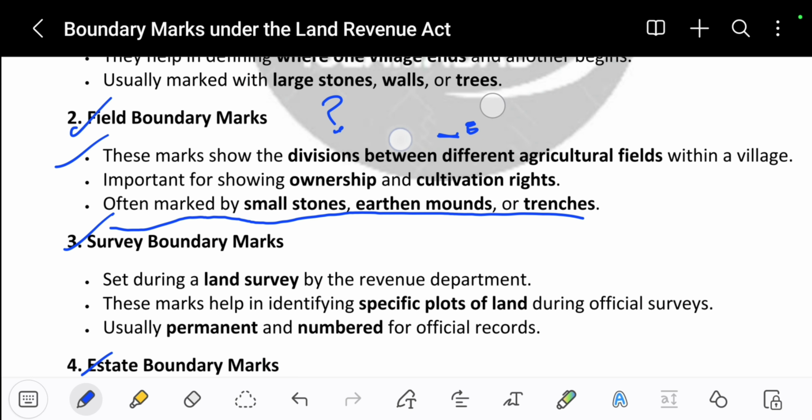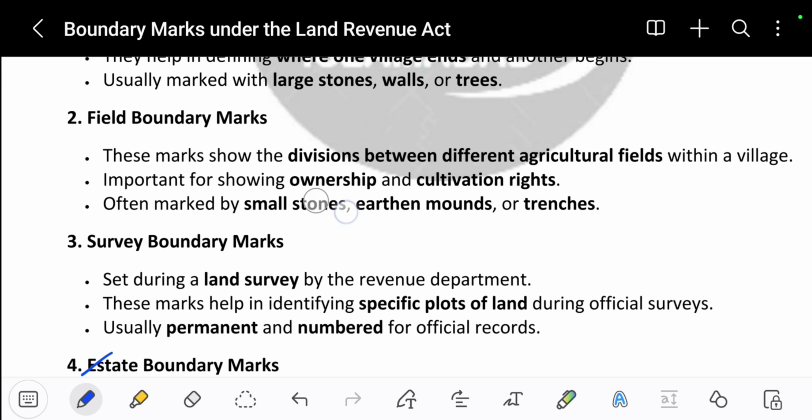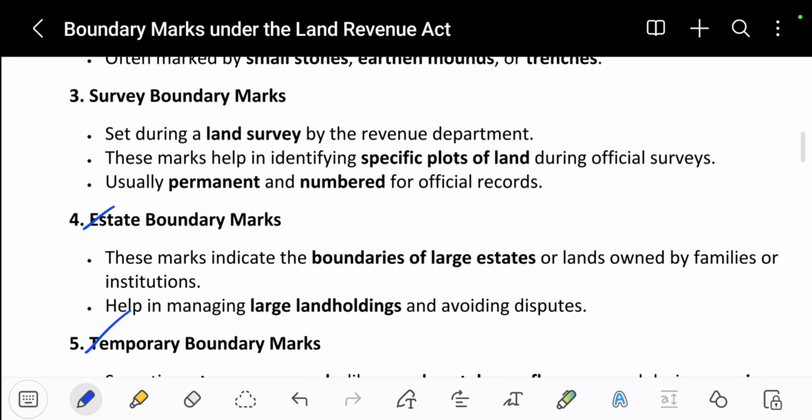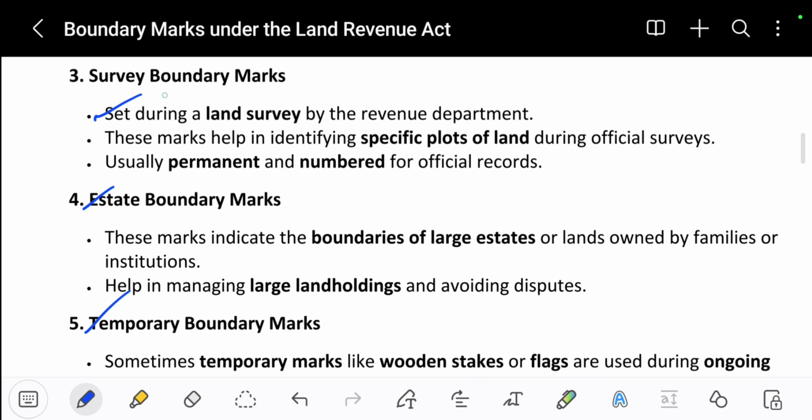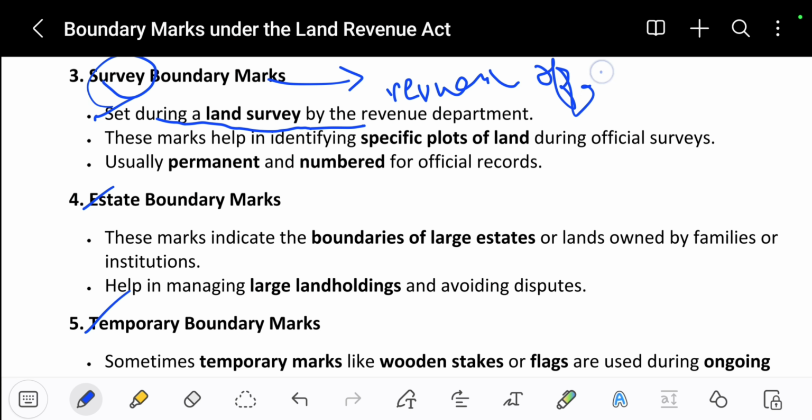So this is how it is done in the field as well. Let's now move on to the third point. The third point is based on survey boundary marks set during land surveys by the revenue department. These survey boundaries are basically done by revenue officers. These revenue officers inspect and visit the lands.